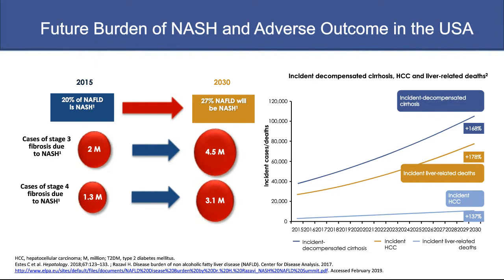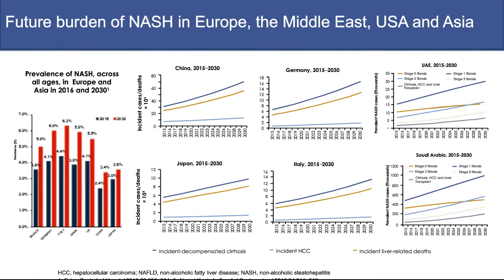Now, again, it's not unique to the United States. When you look at Europe and some of the Asian countries, not only is the prevalence of NAFLD expected to increase substantially, but all the outcomes that we just mentioned, whether in China, Germany, Japan, Italy, or countries in the Middle East, are expected to increase.